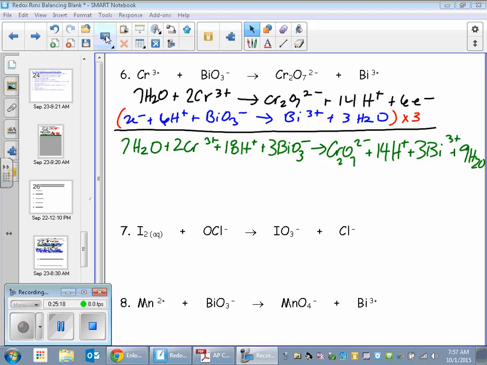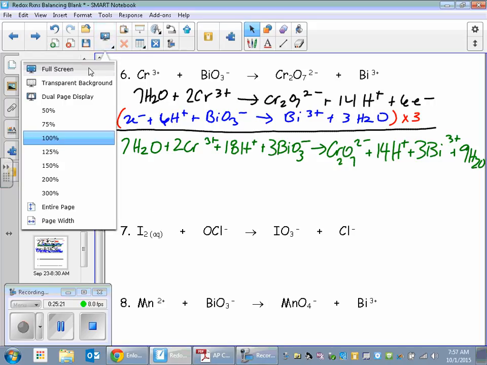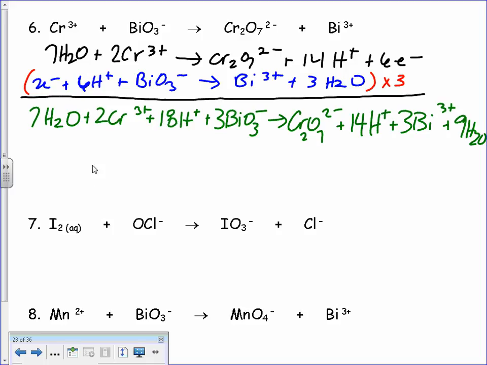So when you get down to the half reactions on this number 6, you see that you got 6 electrons from the first half reaction that I've written out, and then 2 electrons on the second half reaction, and that needs to be balanced by using the multiplier of 3. So then you get the total reaction: 7 waters plus 2 chromium 3 pluses plus 6 times 3, so 18 H pluses, plus 3 times 1, so 3 bismuthates, yields dichromate plus 14 H pluses plus 3 times 1, so 3 bismuth 3 pluses, and 9 waters. Then your job is to simplify.